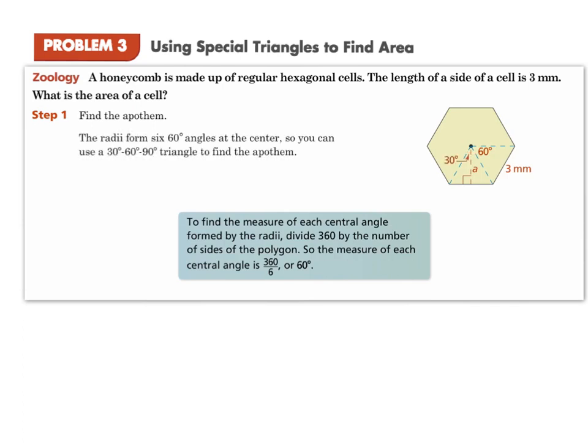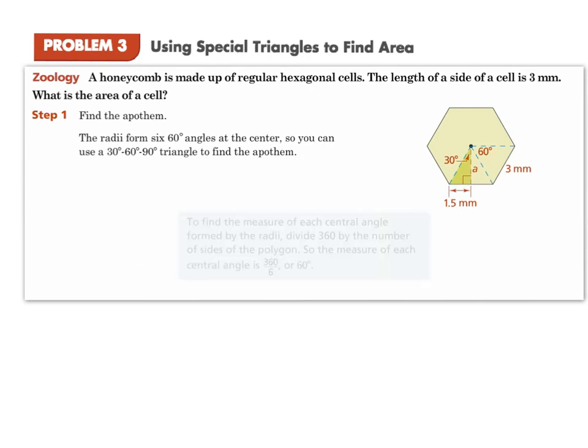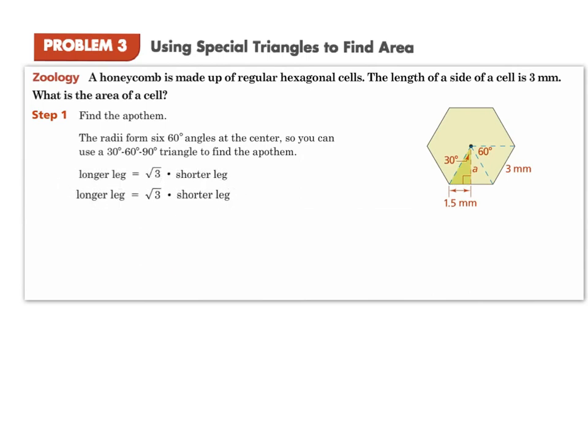The radii form 6 60-degree angles at the center, so you can use a 30, 60, 90 triangle to find the apothem. The apothem bisects the side of the hexagon, so the shorter leg of the right triangle is 1 1/2 millimeters. Substitute A for the length of the longer leg and 1 1/2 for the length of the shorter leg. So the apothem is 1 1/2 times the square root of 3 millimeters.